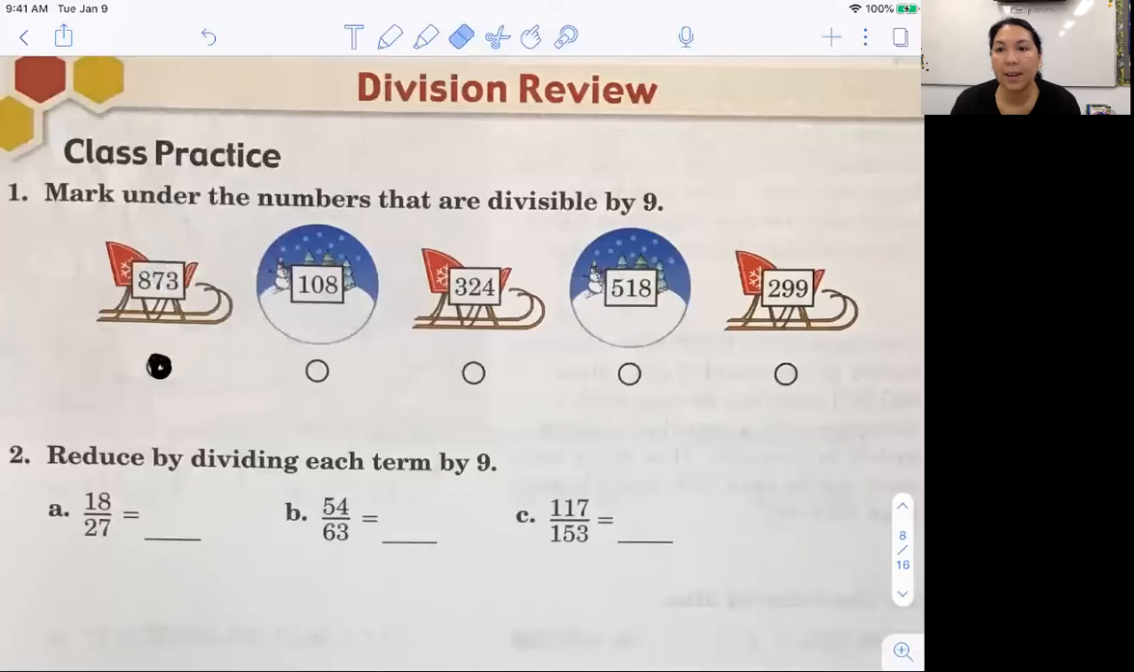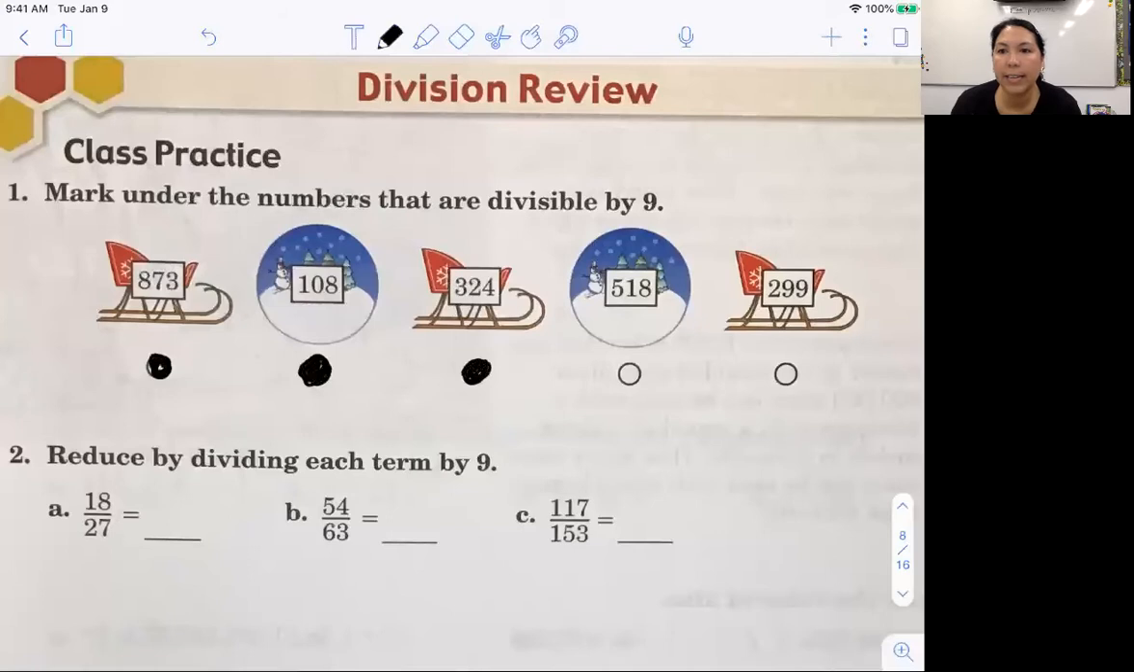What's 1 plus 8? 9. Can 9 go into 9? Of course. Let's bubble it in. Okay, 324. What's 3 plus 2? 5. 5 plus 4? 9. Remember, if we get a 9, we automatically know. Okay, so far they've all been good. Let's see the next two.